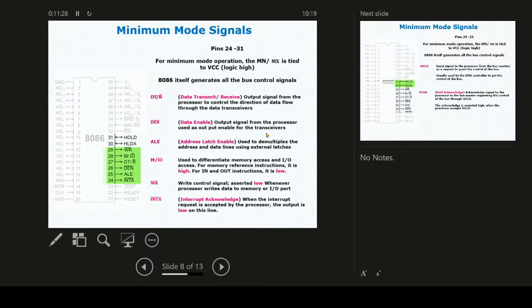Next comes the address latch enable. Address latch enable is actually a demultiplexer.